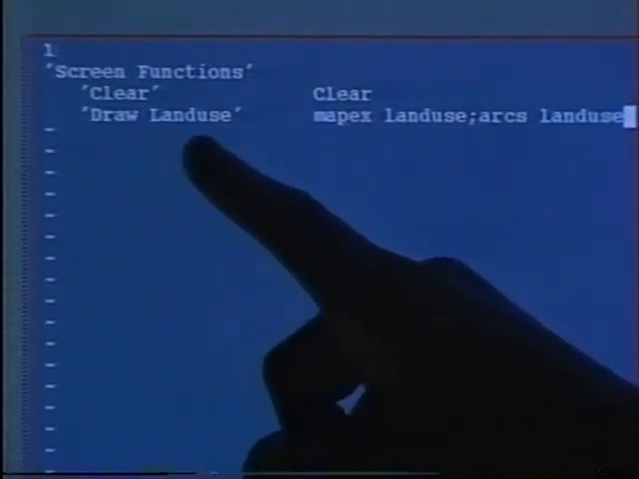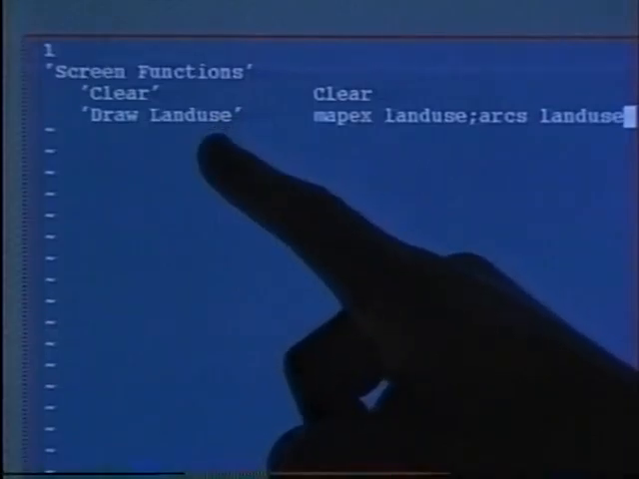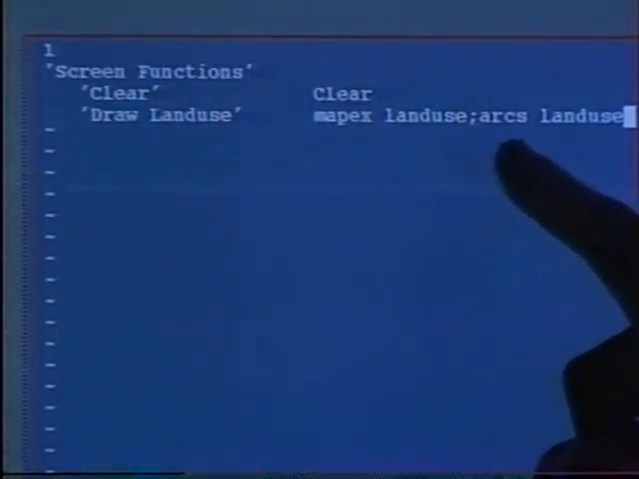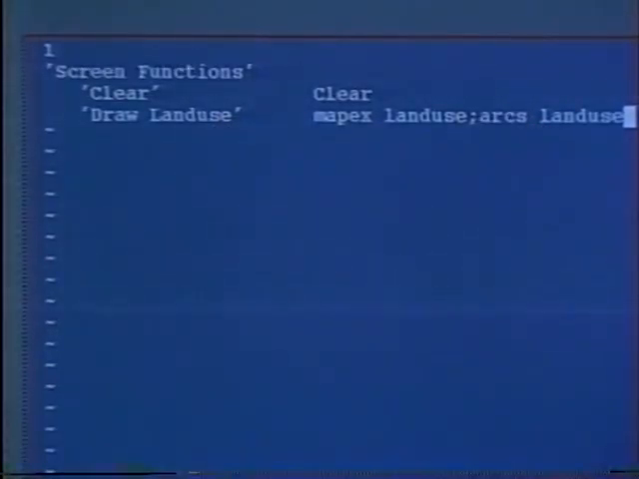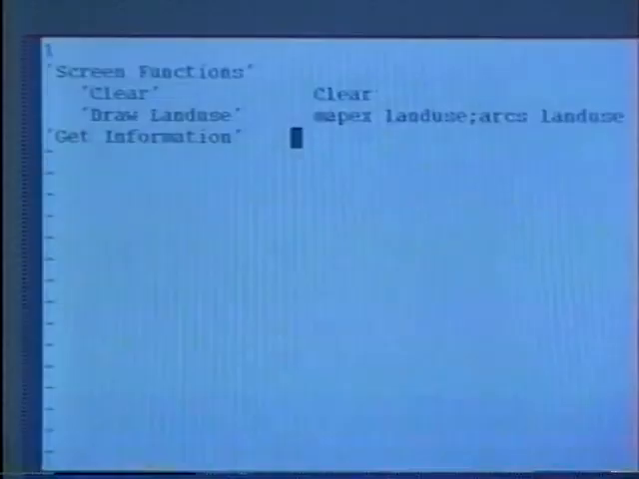When the Draw Land Use option is selected, the commands Map Extent Land Use and Arcs Land Use will be invoked. A semicolon can be used to separate more than one command on a line. Now let's add another heading, again beginning in the first column. Then we'll add 2 options below this heading.